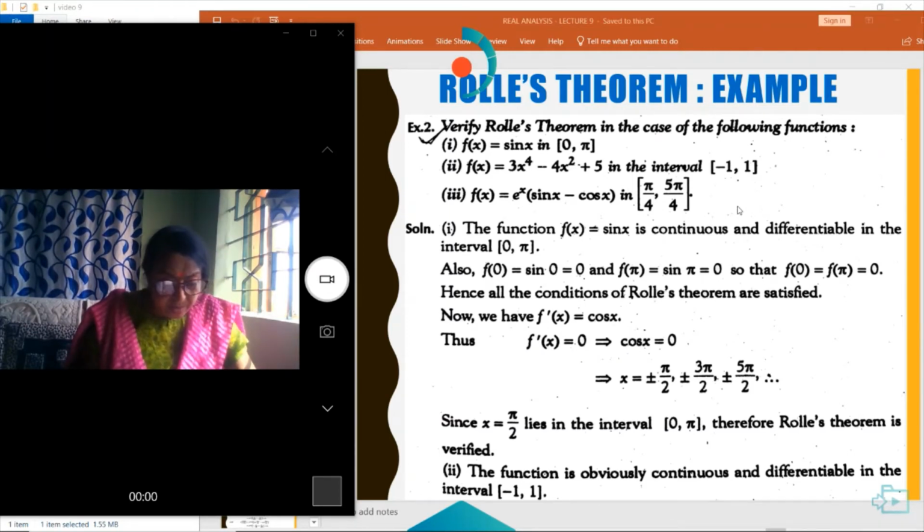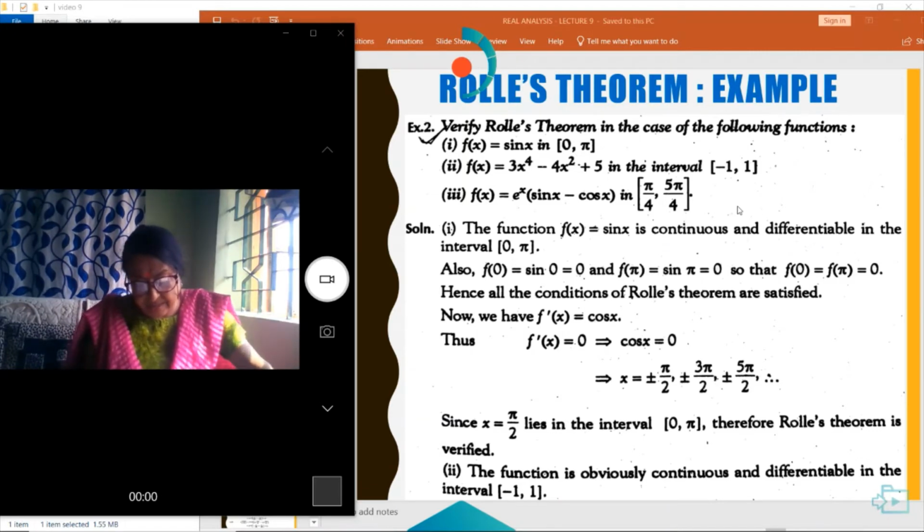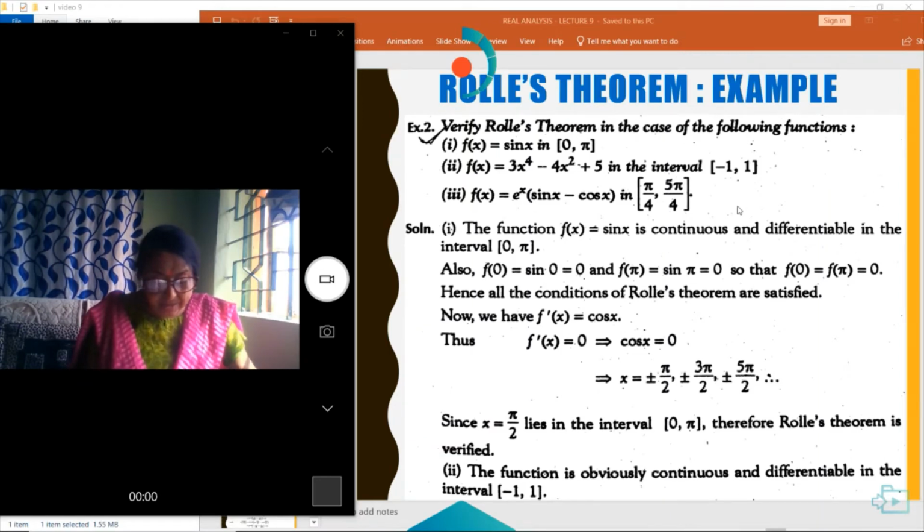In this case, the following function f(x) is equal to sin x. Given this, verify Rolle's theorem. So, if f(x) is equal to sin x, the function f(x) = sin x is continuous and differentiable in the interval 0 to pi. So f(0) is equal to sin 0, equal to 0, and f(pi) is equal to sin pi. So f(0) is equal to f(pi), equal to 0. Hence, all the conditions of Rolle's theorem are satisfied.